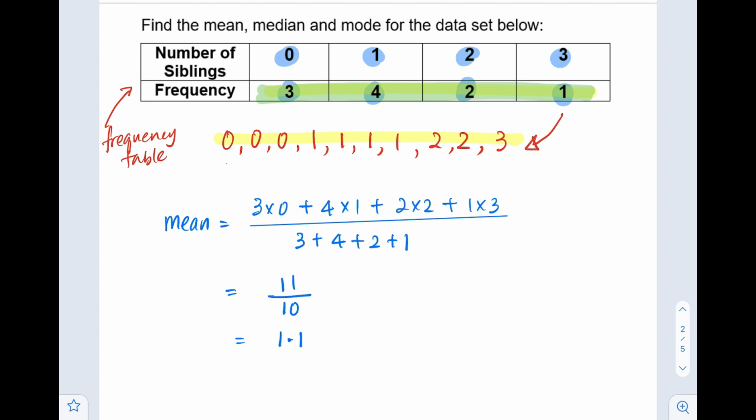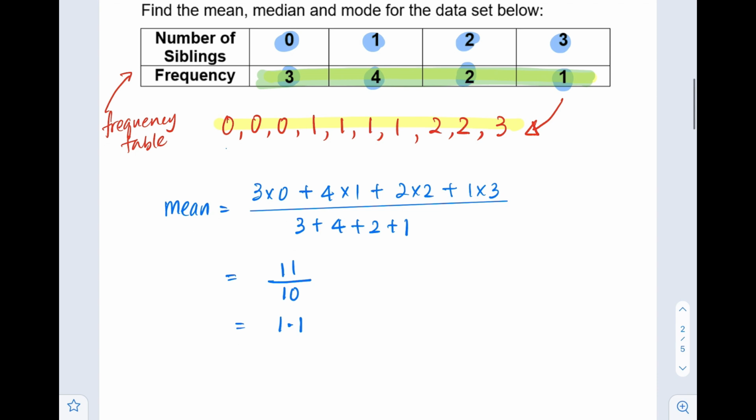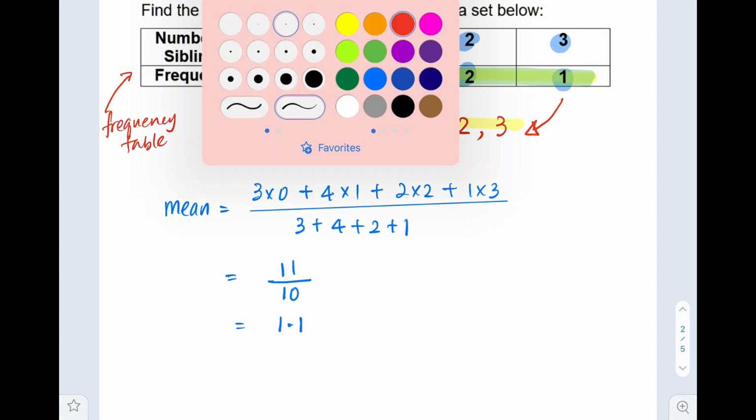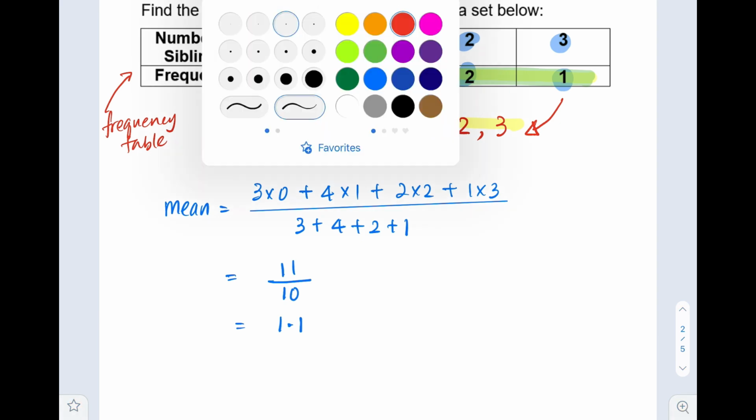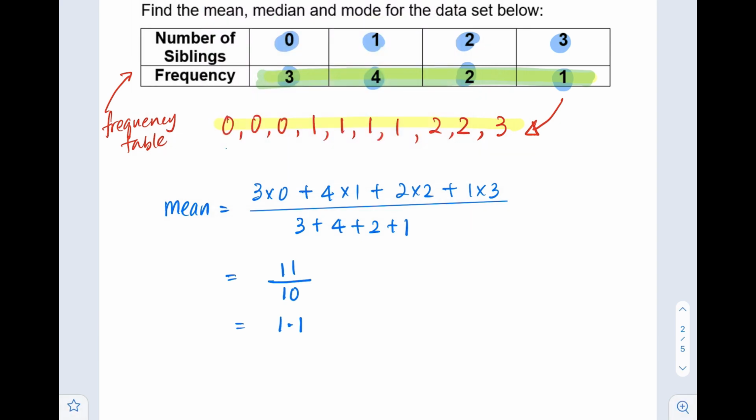Next, to get the median. Now there are 10 values in the data set. So if there are 10 values, where is the middle value? Let me use a purple color. The middle value must be the value that cuts the data set into 2 equal halves. So it is right here, so that there are 5 data points in the lower half of the data set and another 5 data points in the upper half of the data set.